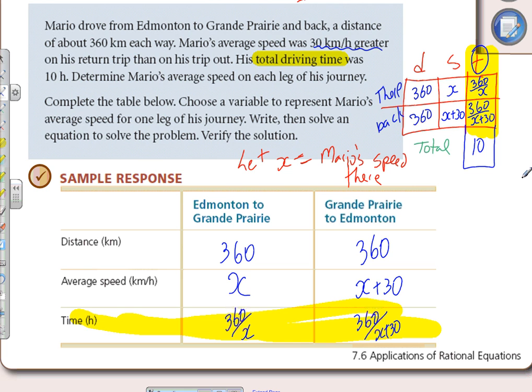Now we're ready to do our equation. So take the driving time on the way there, which is 360 over x. Add to it the time on the way back, 360 over x plus 30. And that's going to equal 10, a total. Hey, this is exactly what we've done. What's your LCD? What are your restrictions?